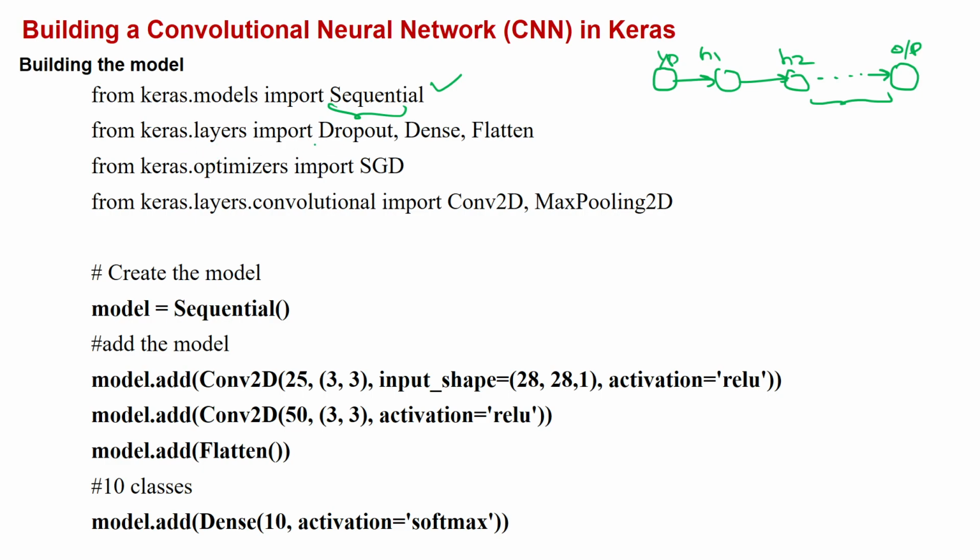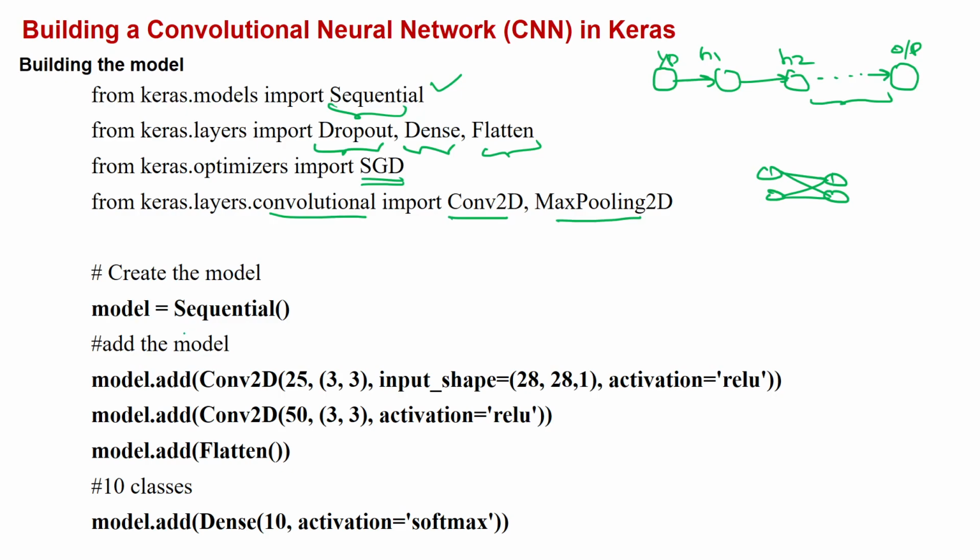Then this dropout is used for regularization. Dense is indicating the fully connected layer, that is, all the neurons are connected to every neuron in the next layer. That is the meaning of dense layer. Then flattening is for transforming the matrix of pixels into a vector of pixels. And here we are going to use the optimizer stochastic gradient descent. And for the convolutional, we are going to use 2D convolutional, and max pooling is 2D.